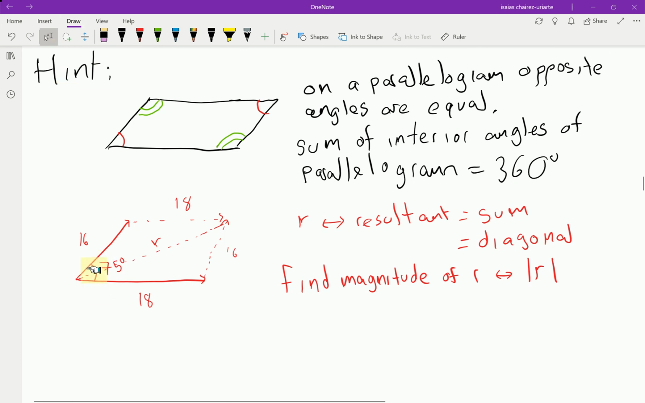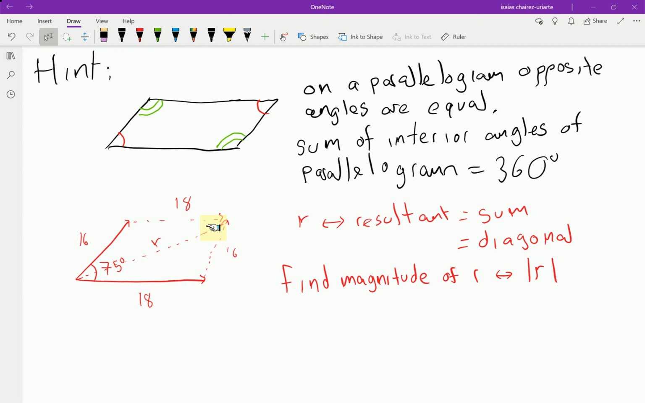So if this angle is 75 right here, that means that this angle up here should also be 75. Now think about what should be the measures of this angle and that angle. And remember that the sum of all four angles should add up to 360. So what is the measure of this angle and that angle? Well, 75 plus 75, that's 150. Now 360 minus 150 is what?